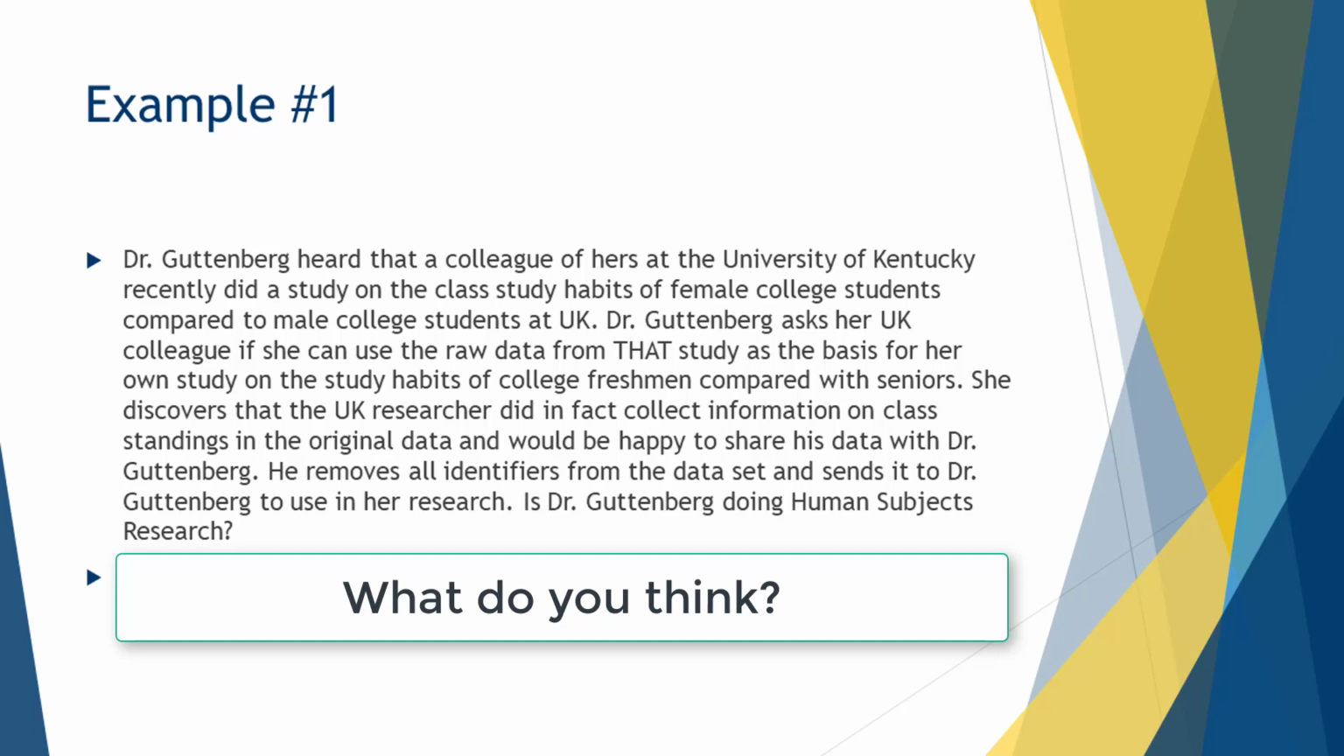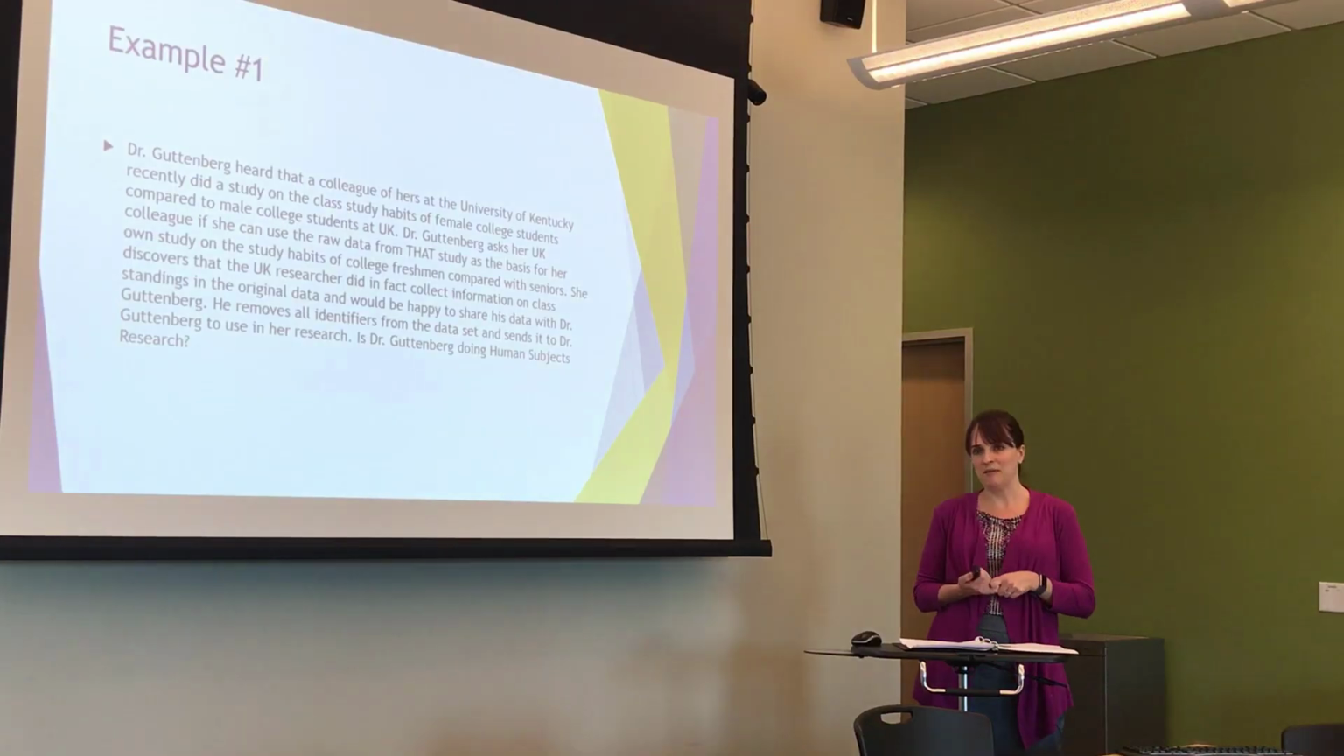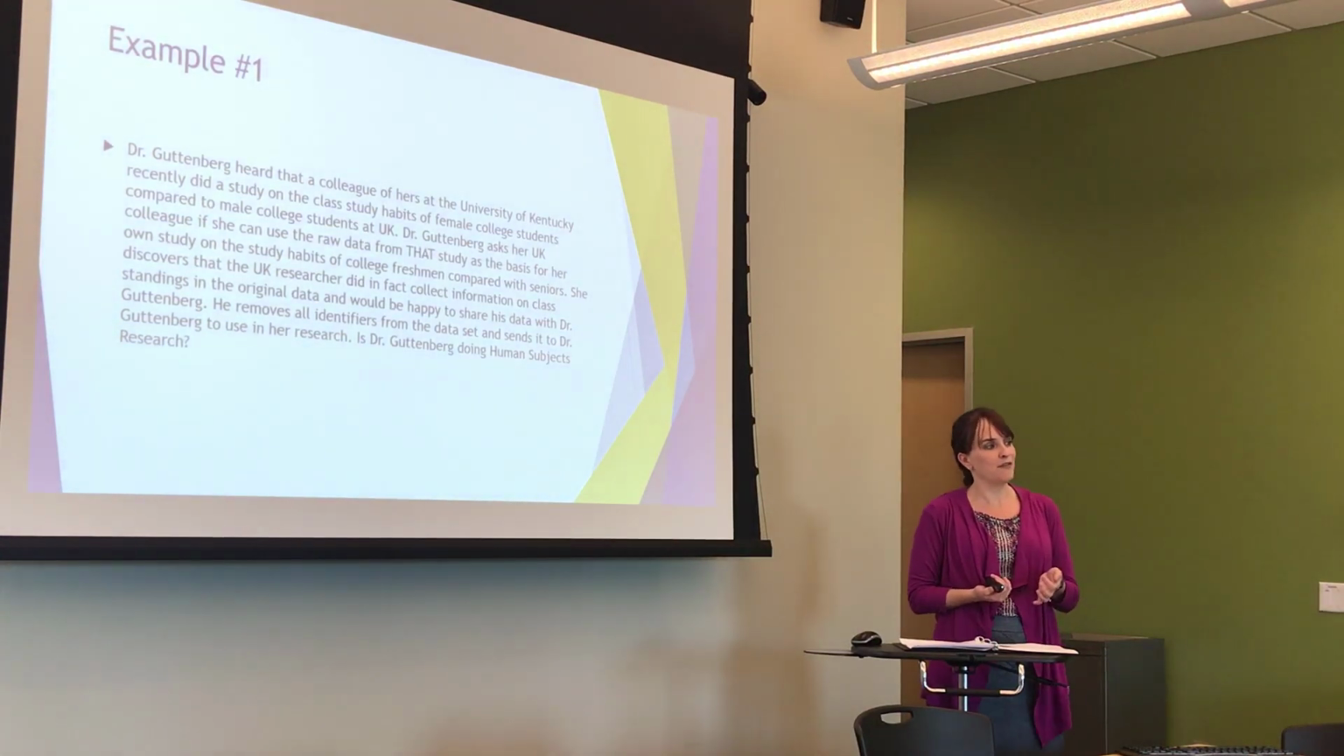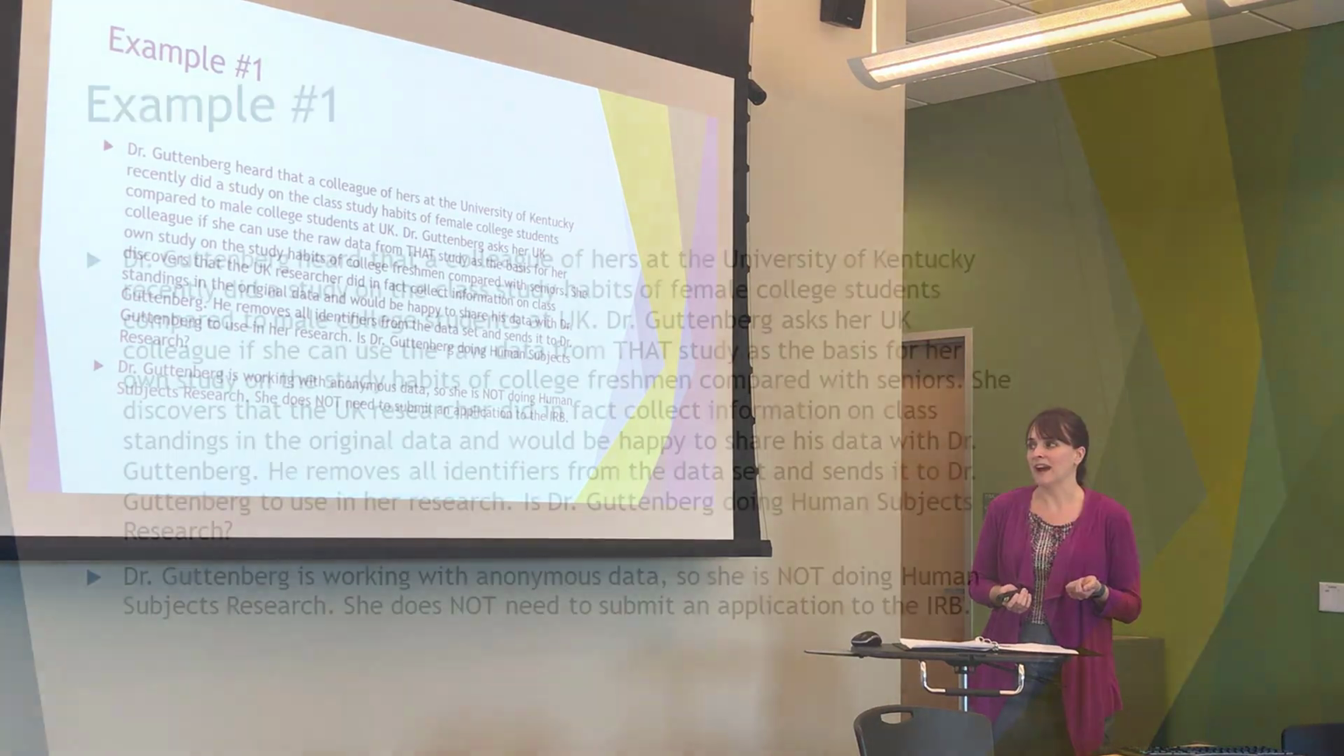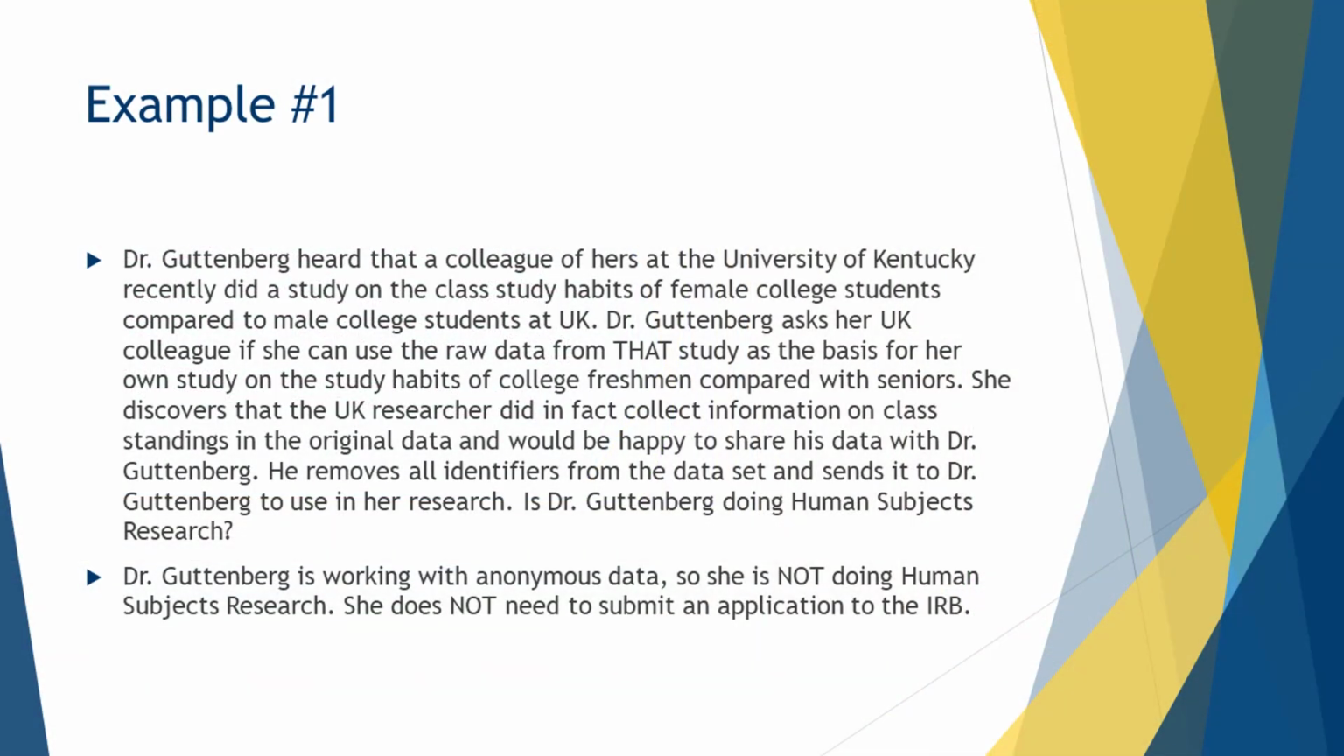So is Dr. Gutenberg doing human subjects research? Does anybody have a guess or already know right off the bat? I think no. Do you know why? Because she's using existing data that was collected for other purposes. Yes, that's right. So she's working with anonymous data. She is not doing human subjects research, and she does not need to submit an application to the IRB.